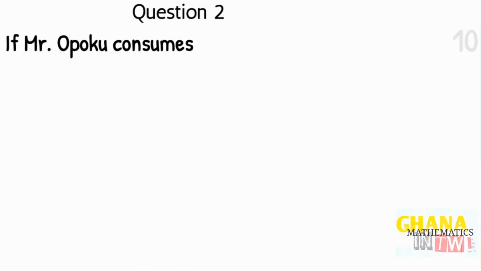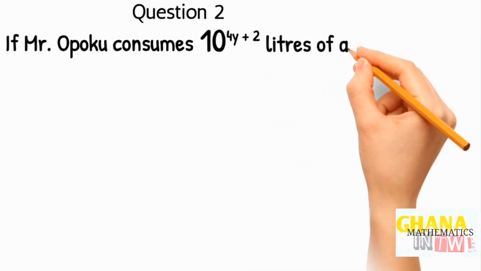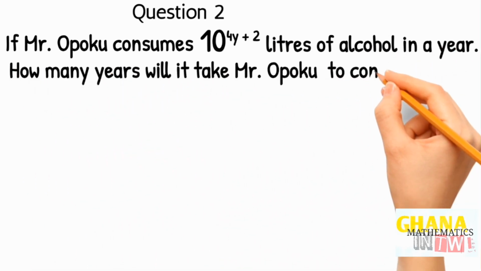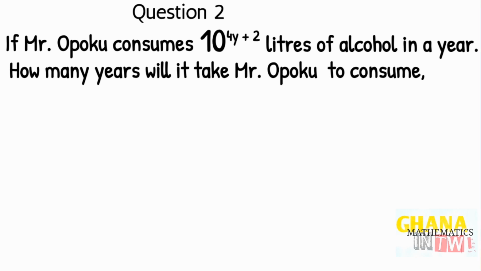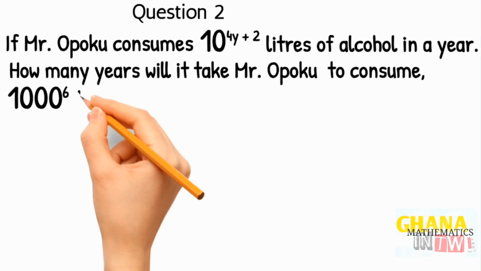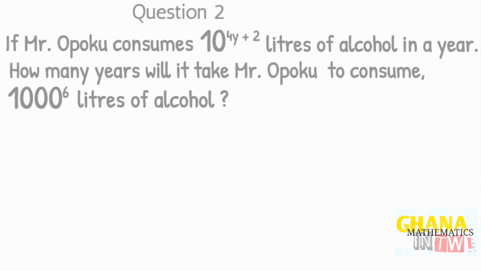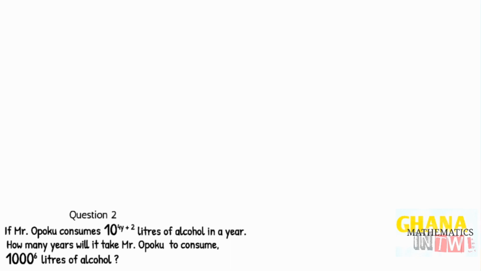Let's try the second question. If Mr. Opoku consumes 10 raised to the power 4y plus 2 liters of alcohol a year, it means that Mr. Opoku is a strong man because he can consume a lot of alcohol in a year. So how many years will it take Mr. Opoku to consume 1000 raised to the power 6 liters of alcohol? How many years will it take Mr. Opoku to consume this amount of alcohol?